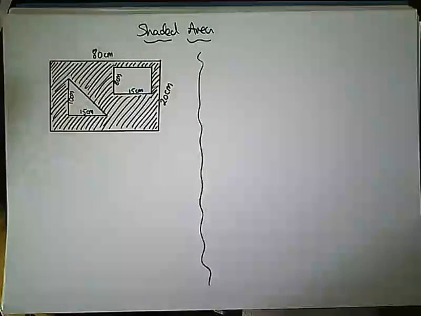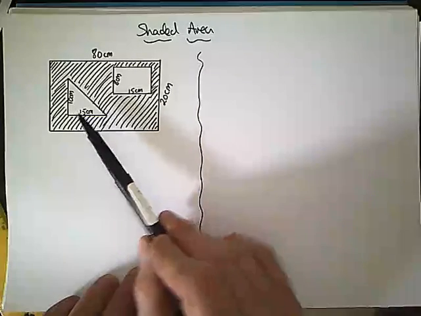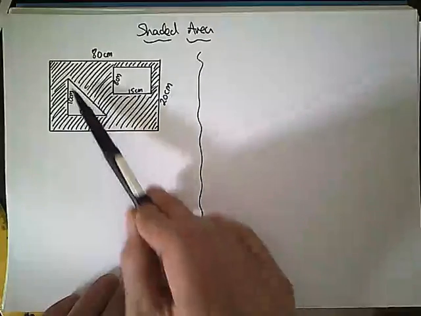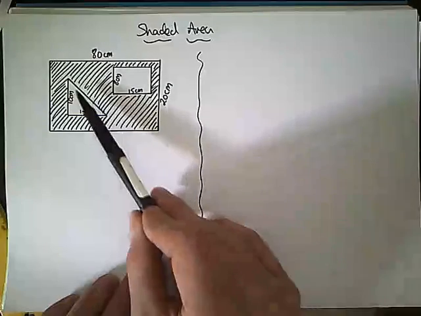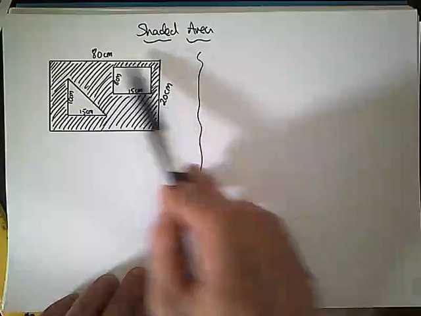Okay. What we're going to do today is work out a shaded area. It's very similar to just working out normal area, except in the case where we only want the shaded area, we have to take away the unshaded area bits. Okay, so I'm going to need to work out the area of the complete shape.